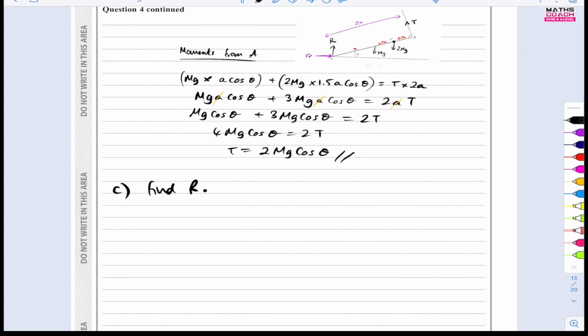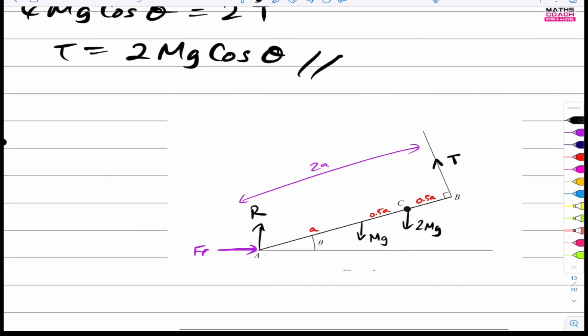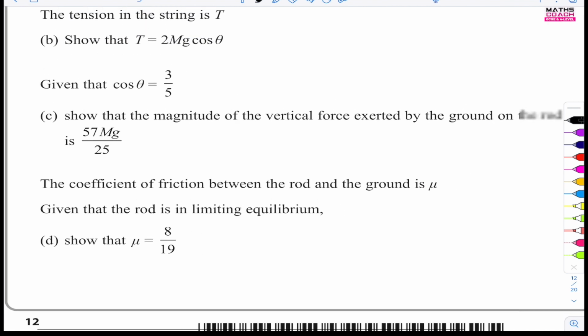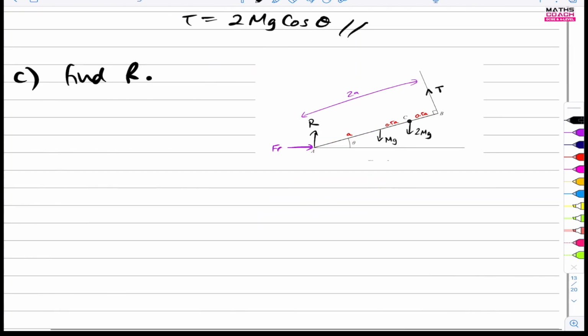If I make a small version of this diagram again, let's just paste it right there. Let's see what's going on here. We want to now resolve this to find R. The magnitude of the vertical force exerted by the ground on the rod, so this is finding what R is right there. We're going to resolve. Now to resolve, we can resolve the R and the mg's. Can you see they're in one direction? The only one that isn't in a good direction is this one, so we need this one's direction.